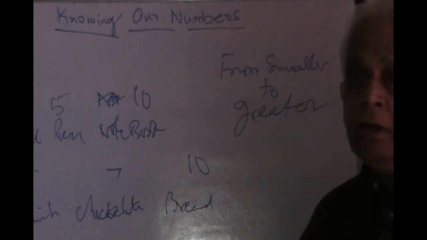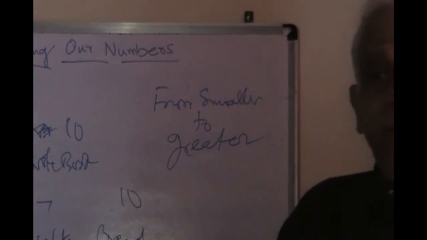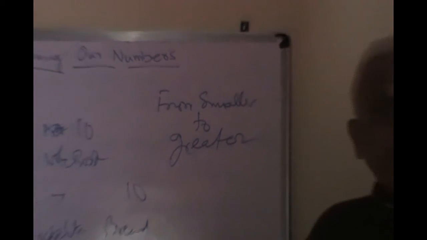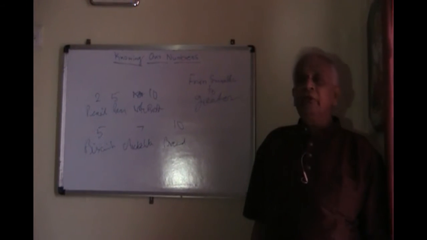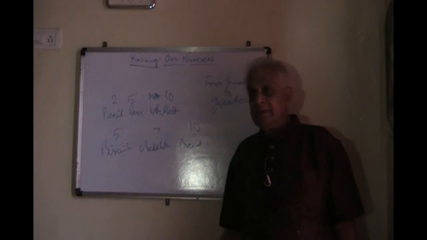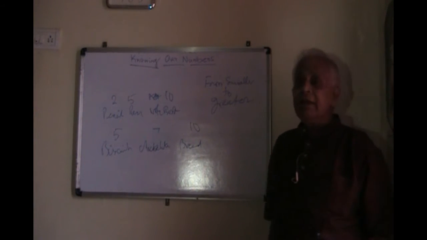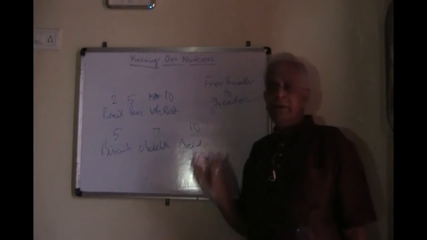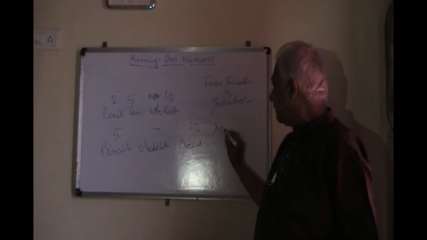This is called the numbers are arranged in ascending order from the lower to the higher level. So when you know the ascending order, in the first sequence, it is 2, 5 and 10. In the second example, you can make it as 5, 7 and 10. So this is called ascending order, and in the reverse process, this is called descending order.